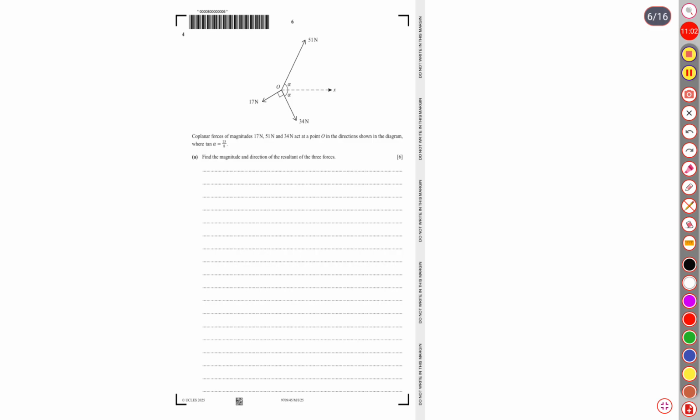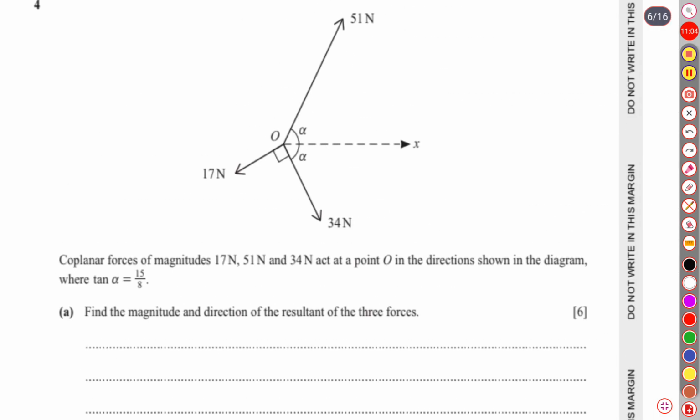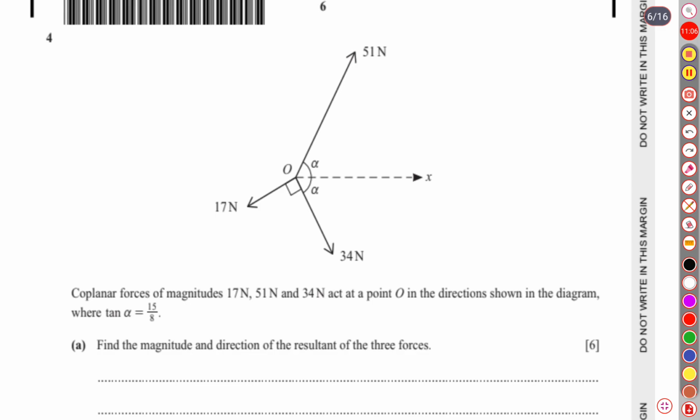So this question says, coplanar forces of magnitude 17 Newton, 51 Newton and 34 Newton act at a point O in the directions shown in the diagram, where tan alpha is equal to 15 over 8. Find the magnitude and direction of the resultant of the three forces. It carries 6 marks, so it should be a little bit longer.